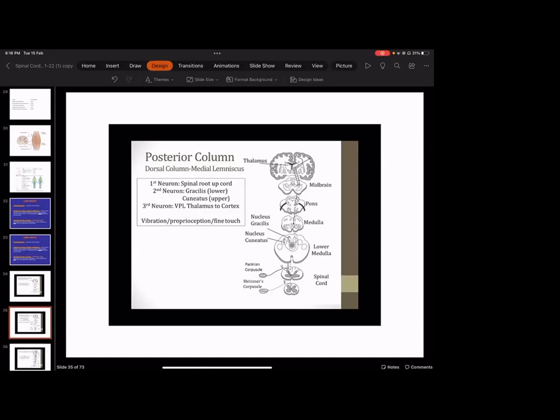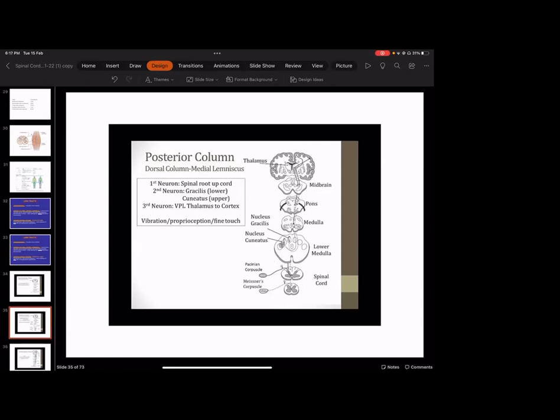From here, it will go straight up all the way to the VPL, but it crosses at the lower medulla. So it takes information from here, goes to the lower medulla, changes sides, and then goes all the way to the VPL, and from the VPL it goes to the cortex. And you have two nuclei: the nucleus gracilis and the nucleus cuneatus.